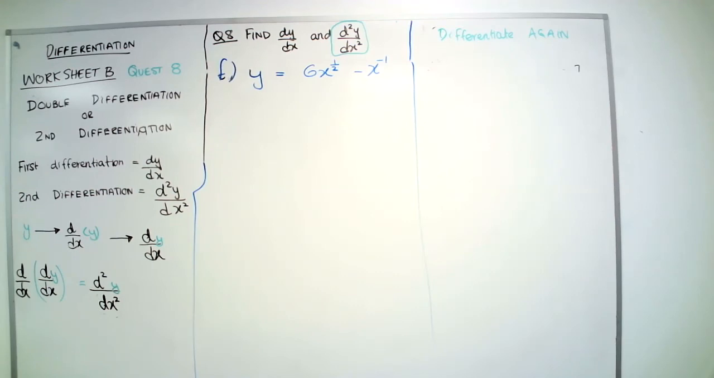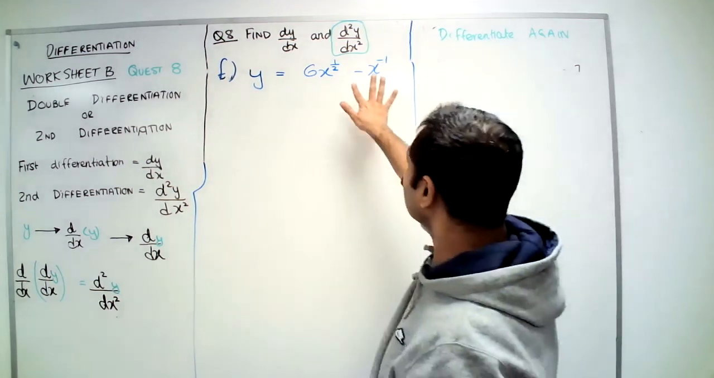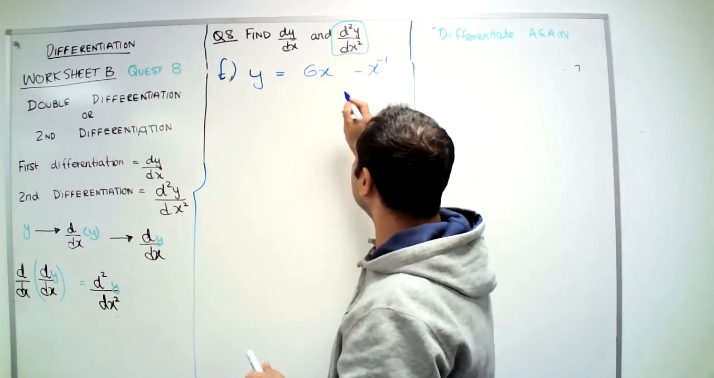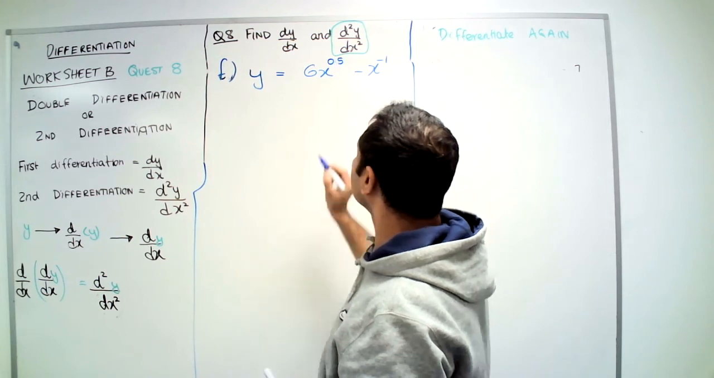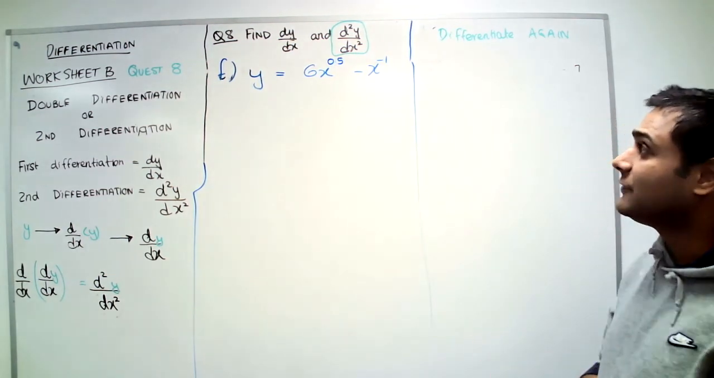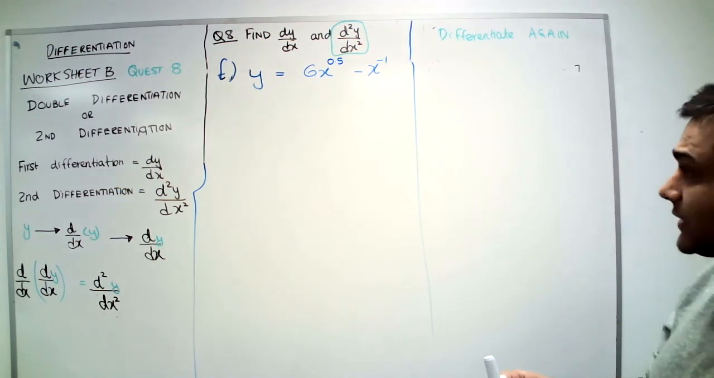Okay, let's have a look at this question. Question 8f. y equals 6x to the power half. Rather than calling it half, I'm going to call it 0.5. Same thing. So let's drop that one and put 0.5. Now I need to differentiate. The question is differentiate and differentiate again.